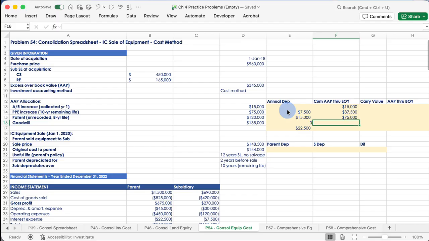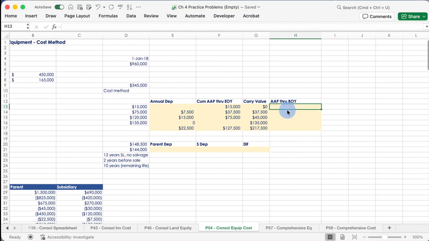Pull that down. Copy this formula to the right to sum all of those up for us. Then if we're going to take the carrying value, it is the original allocation minus the AAP up until this point. We can pull that down. And then also, if you're interested in calculating the AAP through beginning of year, if you want to go ahead and do that now, you can.